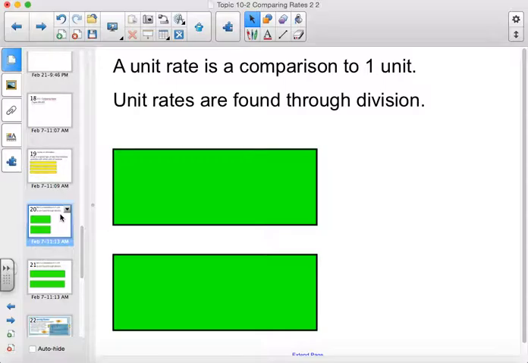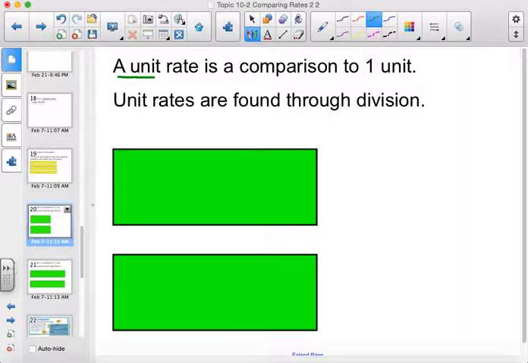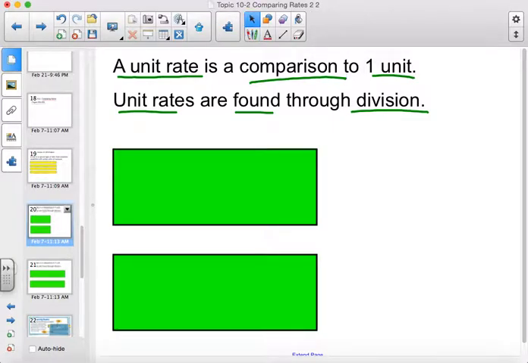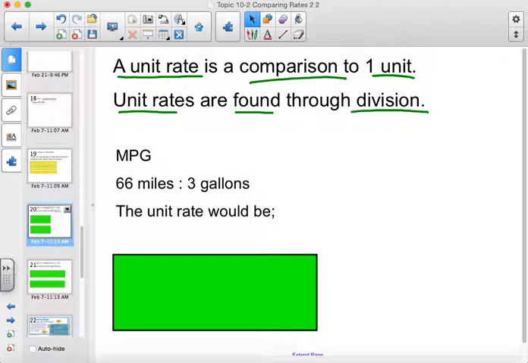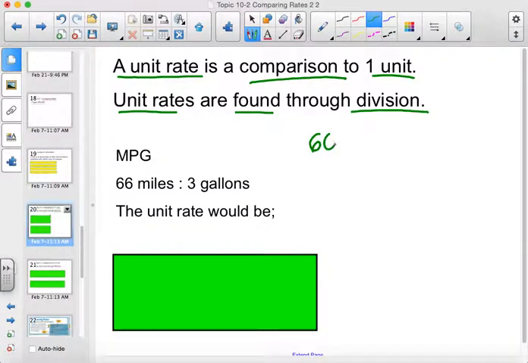A unit rate is another special type of ratio, and a unit rate is a comparison to one unit. Unit rates are found through division. An example of that would be miles per gallon. In this case, you would have a ratio of 66 miles to 3 gallons.